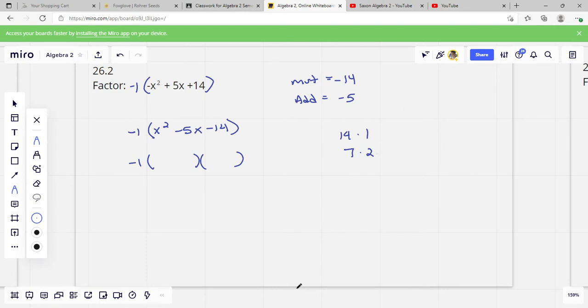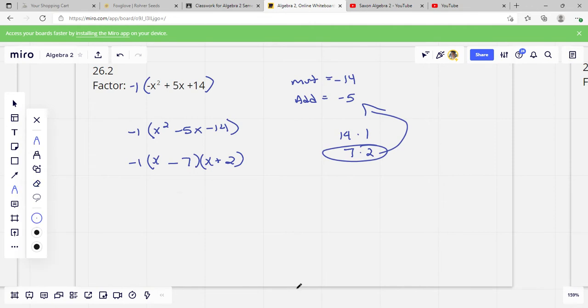Now, if we want to get to 5, it's looking like 7 and 2 is going to be our best bet right there. So I'm going to go ahead and put my x as the first part, and then I've got a 7 and a 2. Now I just have to figure out which one's negative. Well, to get negative 5, I would have to have a negative 7 and a positive 2. Negative 7 plus 2 makes negative 5. And so that's the answer to that one.